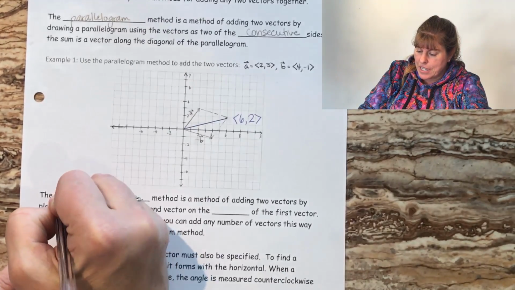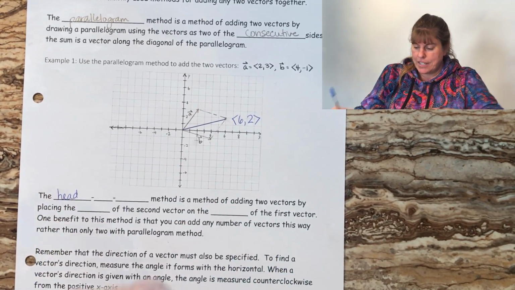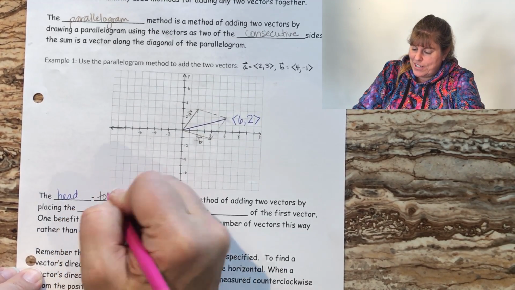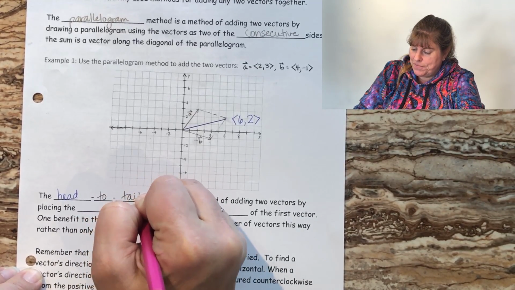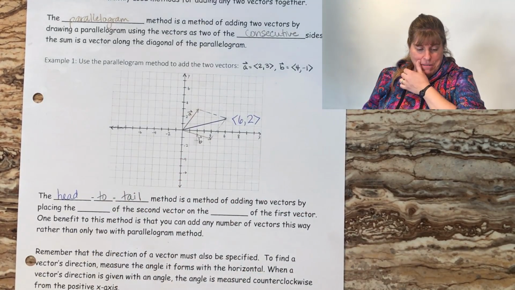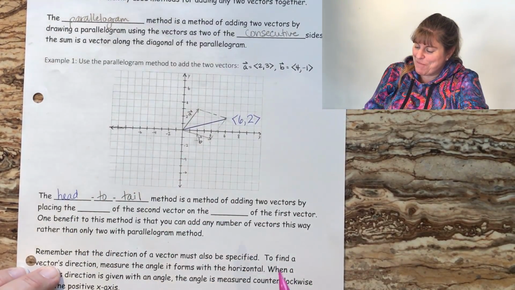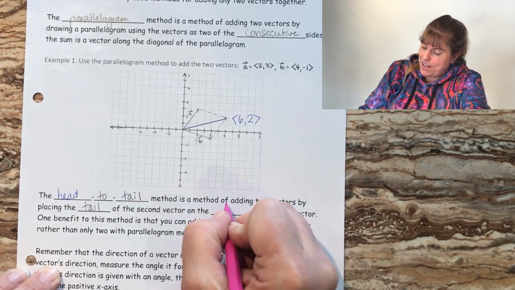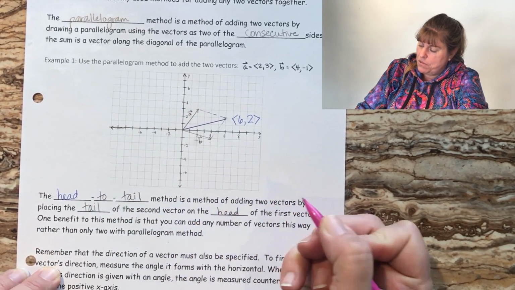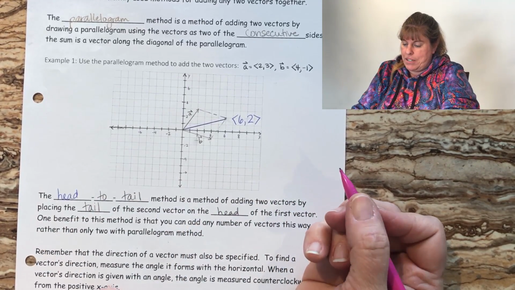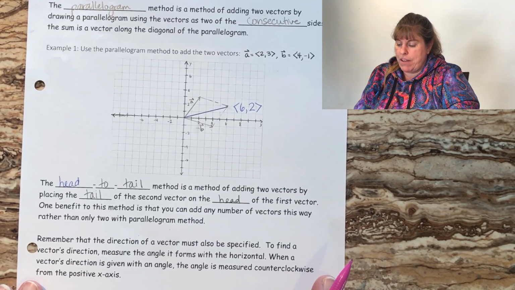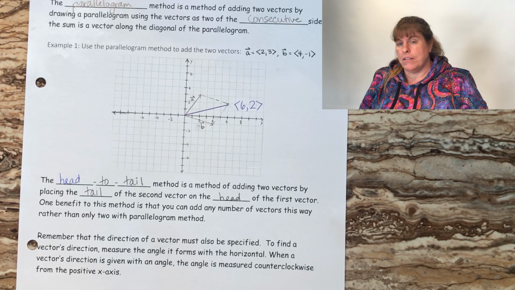Alrighty, so the next type of method is the head to tail, and I'm so sorry I used a pen. Sorry, you OCD students. We're going to go back to pencil, and you'll have to be okay with it. The head to tail method is a method of adding two vectors by placing the tail of the second vector on the head of the first vector, which is really a pretty easy way to do it. One benefit to this method is you can add any number of vectors this way, rather than only two with the parallelogram method.